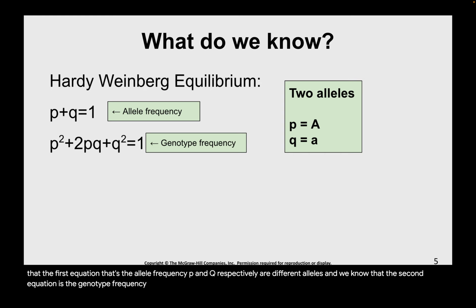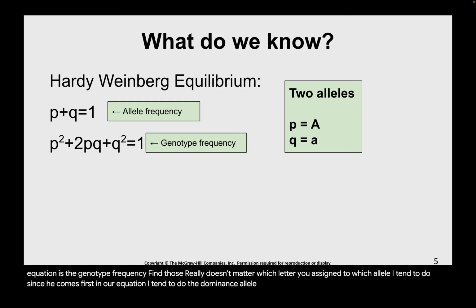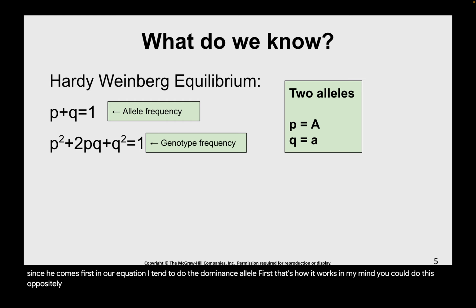All right, we could assign those two alleles to our letters. We could say that p equals our dominant allele of capital A. We could say that q equals our lowercase a, or our recessive allele. Right? Now, it really doesn't matter which letter you assign to which allele. I tend to do, since p comes first in our equation, I tend to do the dominant allele, because if you write out a genotype, typically the dominant allele is the one that comes first. That's how it works in my mind. You could do this oppositely, and you would get the same answers, right? So we're going to say p equals capital A, q equals lowercase a.